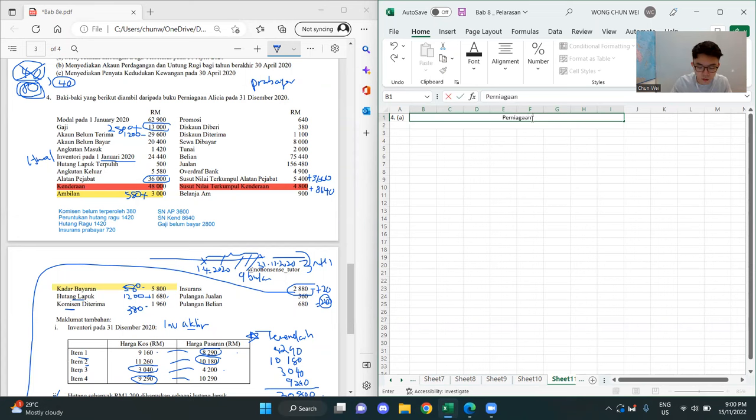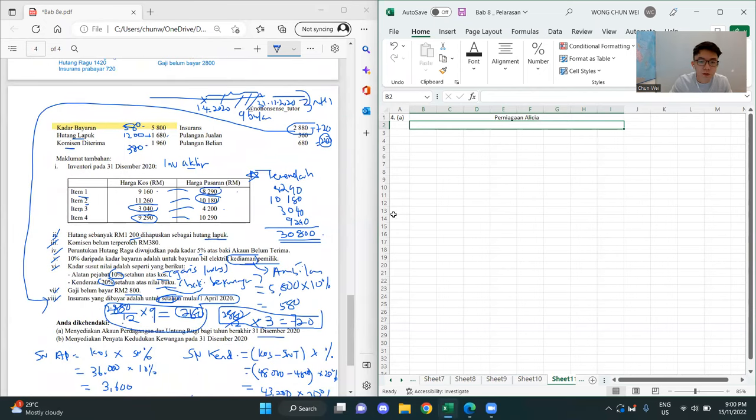Perniagaan Indonesia. This is Akaun Perdagangan dan Untung Rugi bagi tahun berakhir 31st December 2020.